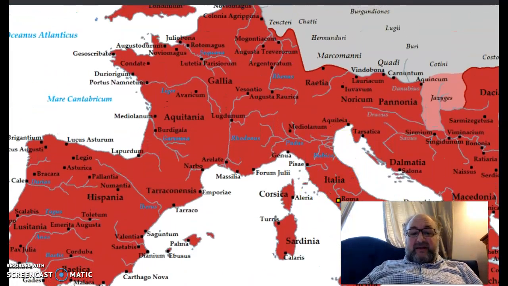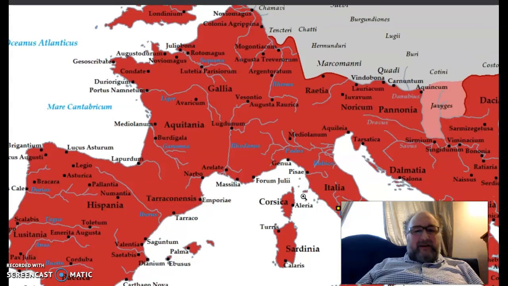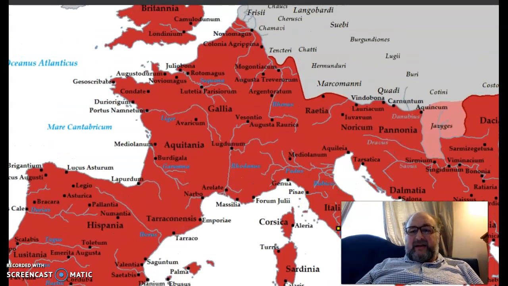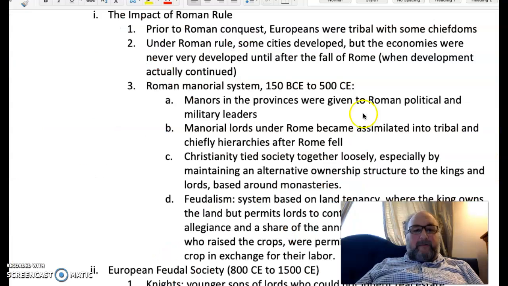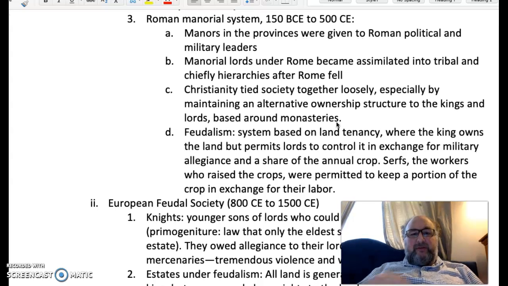In any case, we can see here that the generals are given newly conquered lands, and when they get those lands, they get the estate that Russell Crowe had, a big, beautiful house, and then they get the right to the labor of the people living around there, who are native Spaniards, but he, of course, is from somewhere else. And it's slavery. They are agricultural slaves, and they have to do that work. So that's called the manorial system. Manors in the provinces were given to Roman political and military leaders.